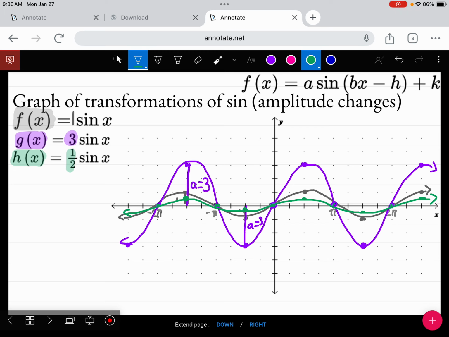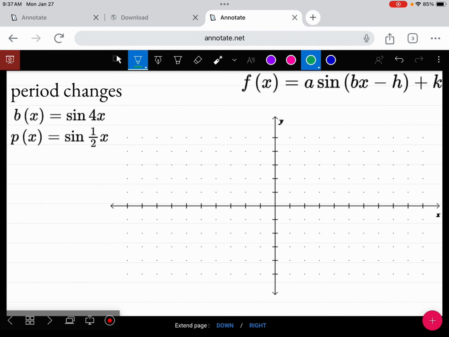Okay. We will look at one more kind of transformation today, and then I'll get you guys to review for the quiz. So we've done A change. The next one we're going to do is a B change. Because A does our amplitude, and that talks about the height. This will be the end for today. And what B changes is actually the period length.